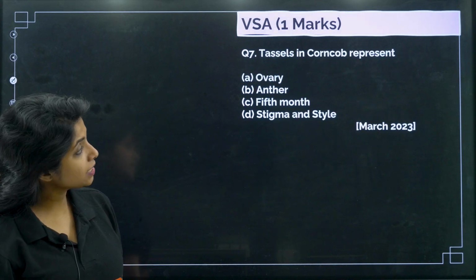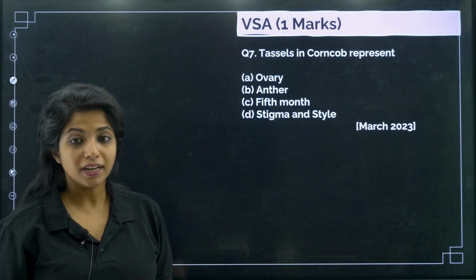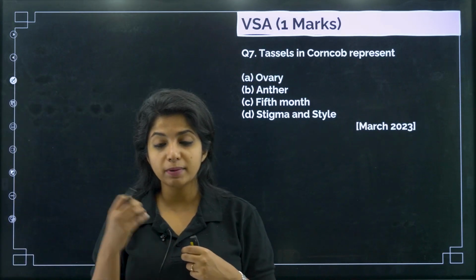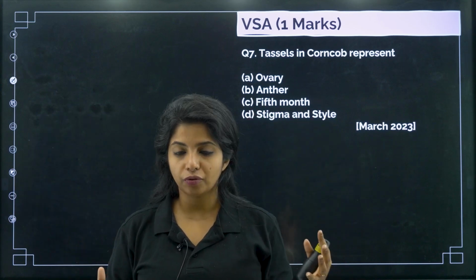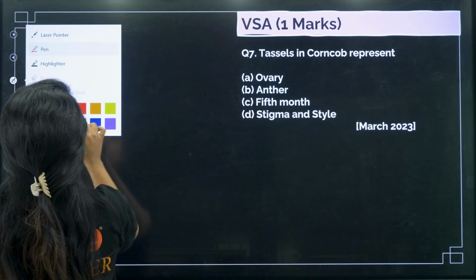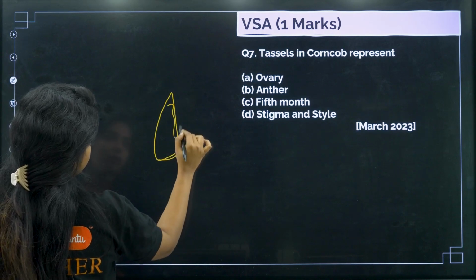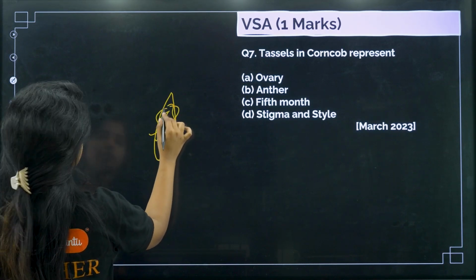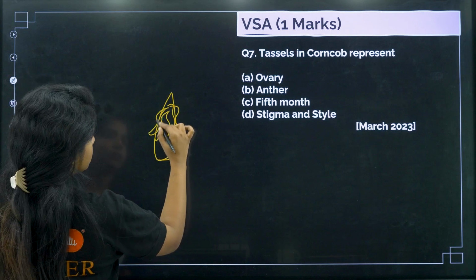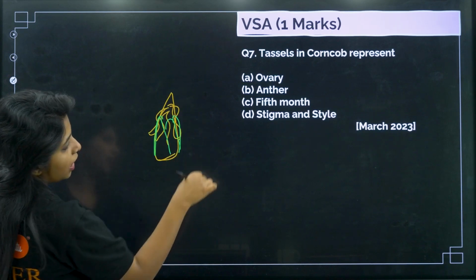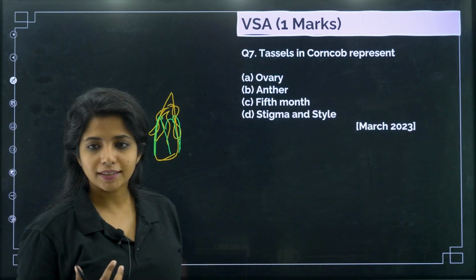Next question. Tassels in corn cob represent what? Tassels, as in when you have a corn cob, you might be seeing that yellow thingy that comes out from there. If you have seen corn, they have certain things like this, right? They have a covering and then they have certain things like this. What do you think it is?